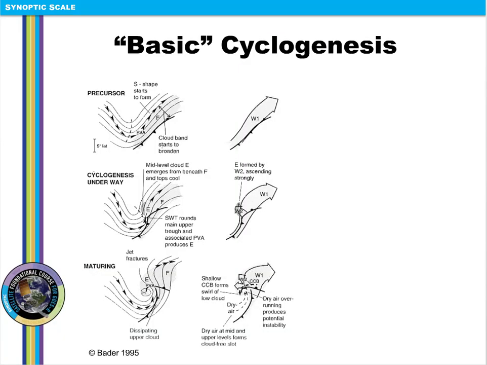This is a conceptual diagram of the so-called basic type of cyclogenesis. There are a number of different variations and types of cyclogenesis. Once you gain skill at understanding the various conveyor belts and their evolution, you can adapt your understanding with the satellite imagery to the different types of cyclogenesis.